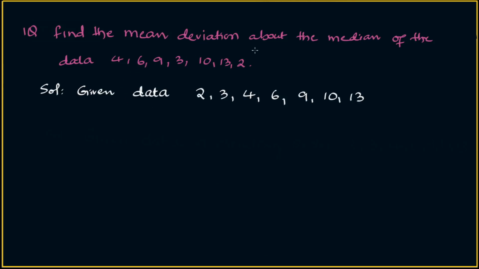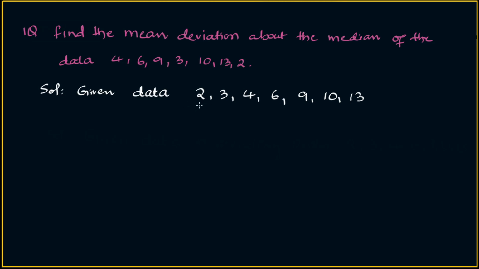Find the mean deviation about median of the data 4, 6, 9, 3, 10, 13, 2. So here discrete data is given. We have to find mean deviation about median. Using median we have to find mean deviation. So first write down the given data. To find median we have to arrange the discrete data in ascending order, means smaller to bigger.